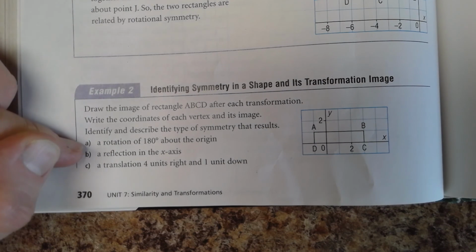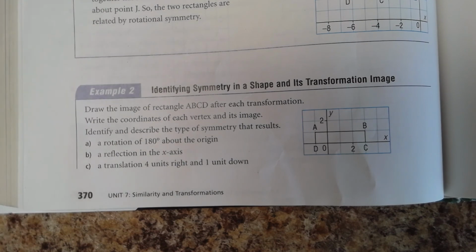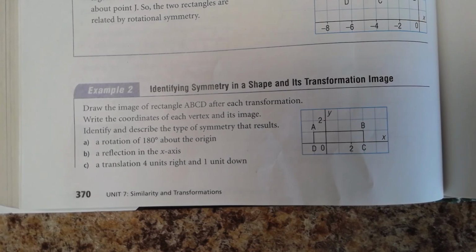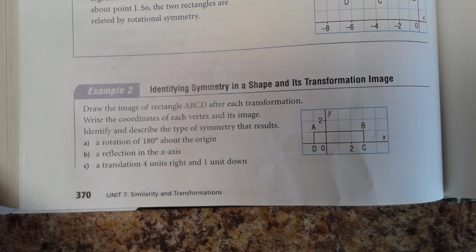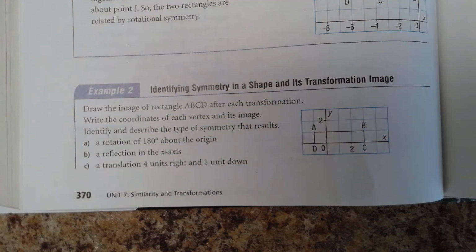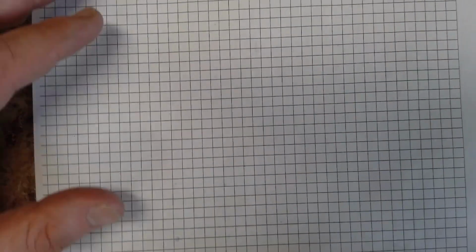A rotation of 180 degrees about the origin, so that's going to be a rotation. A reflection in the x-axis, that'd be a reflection. The translation is going to be a combination of both, but for some reason we're supposed to describe them even though they're already telling us what to do. But math textbooks, schmath textbooks sometimes. So let's sketch the shape. And then we'll follow their instructions. And then I guess at the end we'll describe what we did.